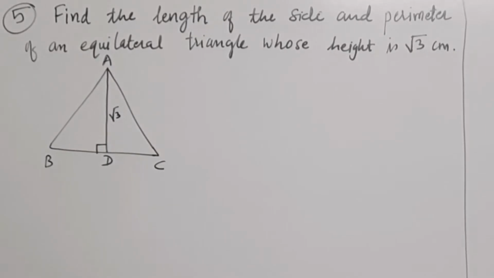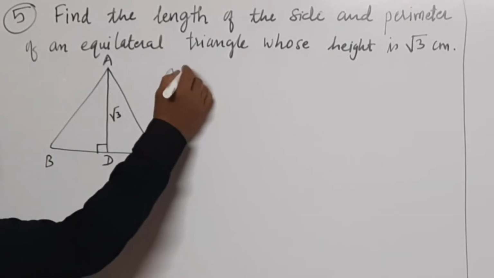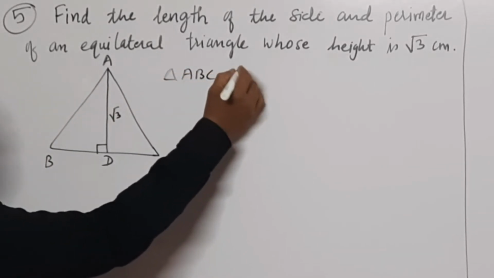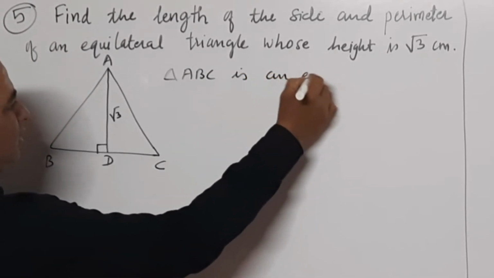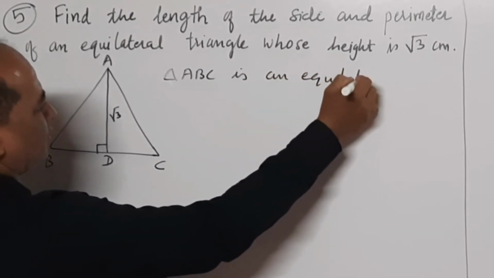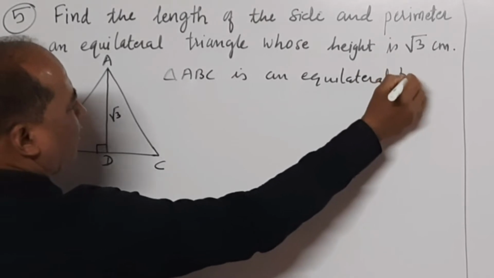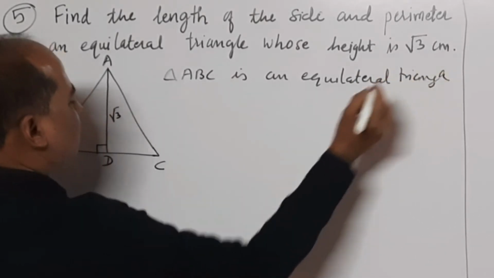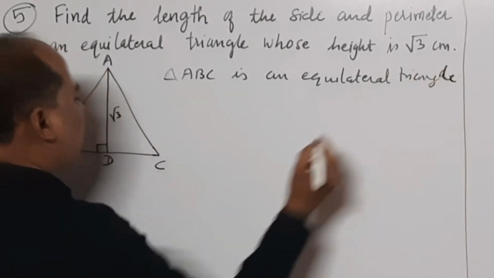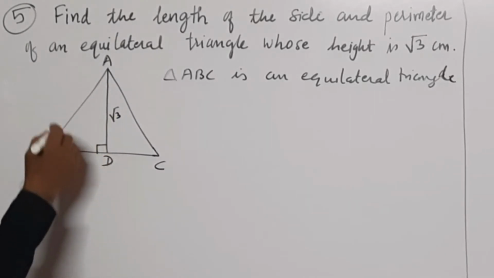Find the length of the side and the perimeter of an equilateral triangle whose height is root 3 centimeter. So let us consider triangle ABC is an equilateral triangle.